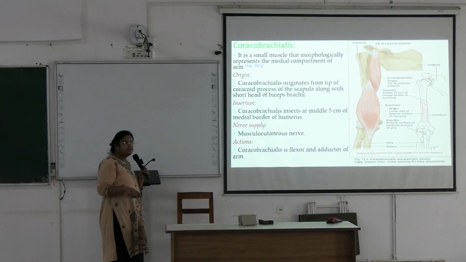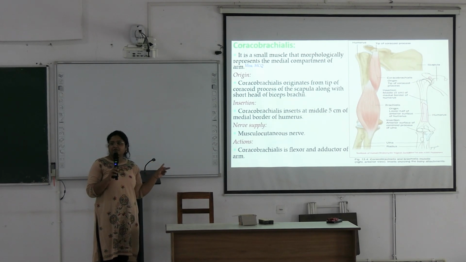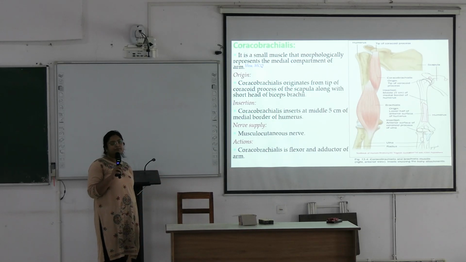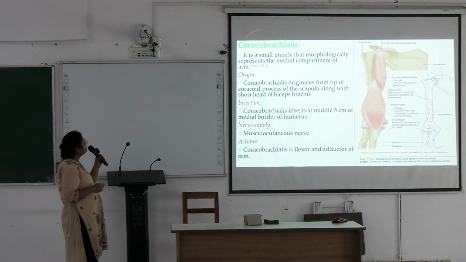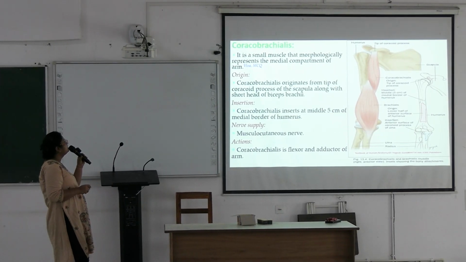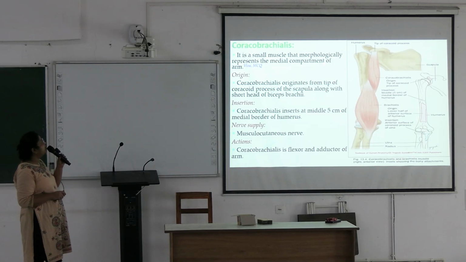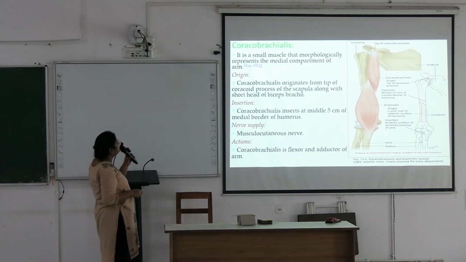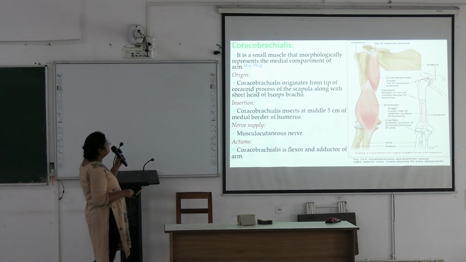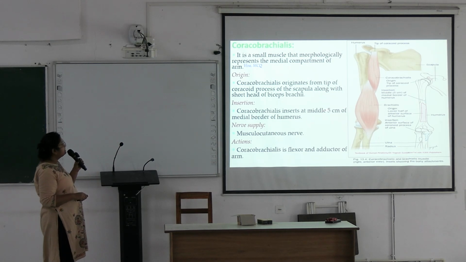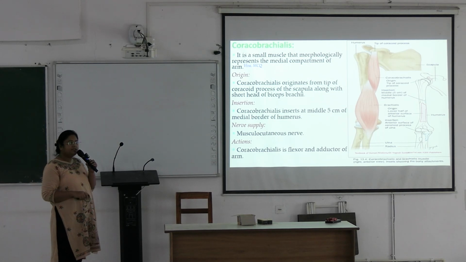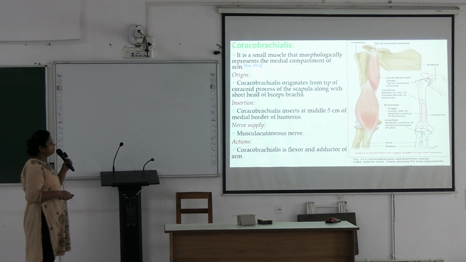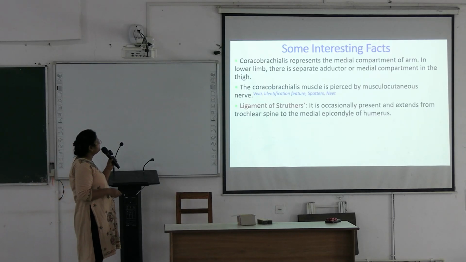So we will discuss the muscles in detail. Each of these muscles can be given in your OSPE questions, and for OSPE you have to answer the origin, insertion, nerve supply, and the action of the muscle. So coracobrachialis, here this muscle is coracobrachialis. It is a small muscle that morphologically represents the medial compartment of the arm. It originates from the tip of the coracoid process of the scapula along with the short head of biceps brachii. It inserts in the middle one-third of the medial border of the humerus. Nerve supply is the musculocutaneous nerve. Action, it is a flexor and adductor of the arm.